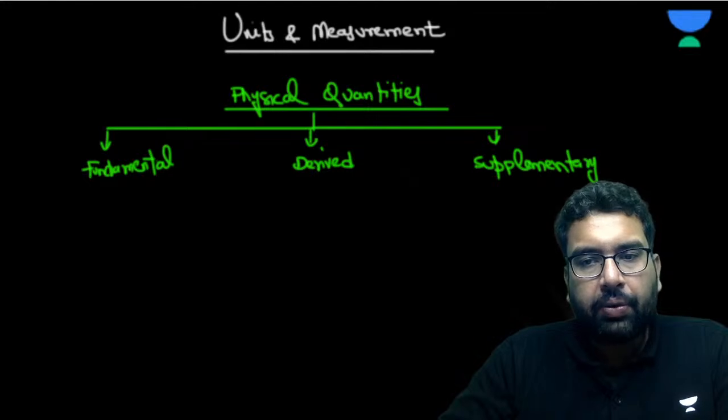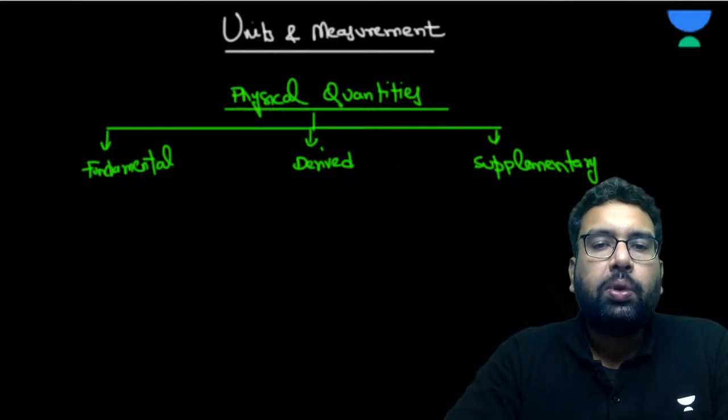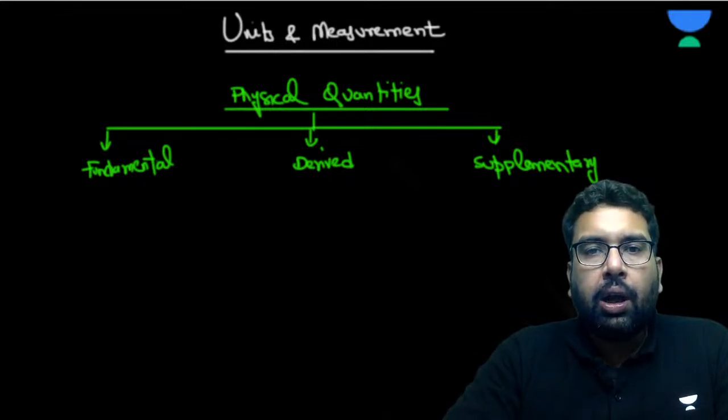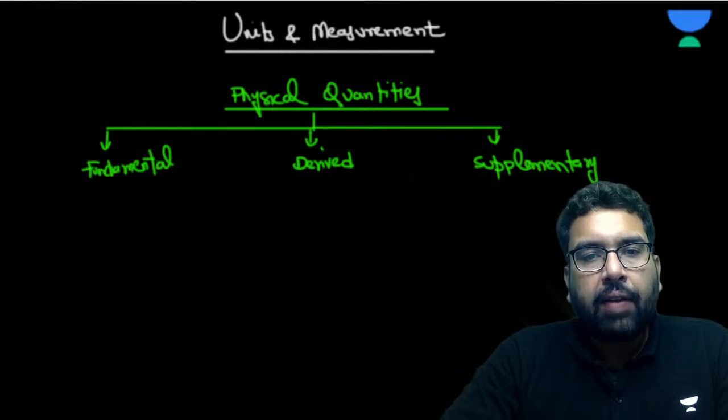In the whole of physics, we talk about these 3 types of physical quantities, and basically, what is the use of physical quantities? Physical quantities serve as a language in which physics is interpreted.